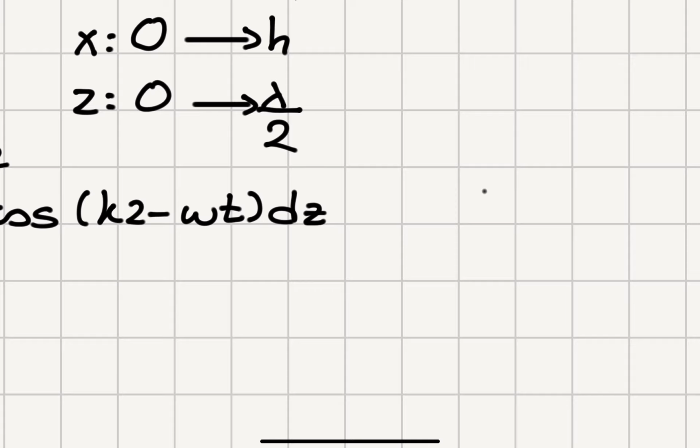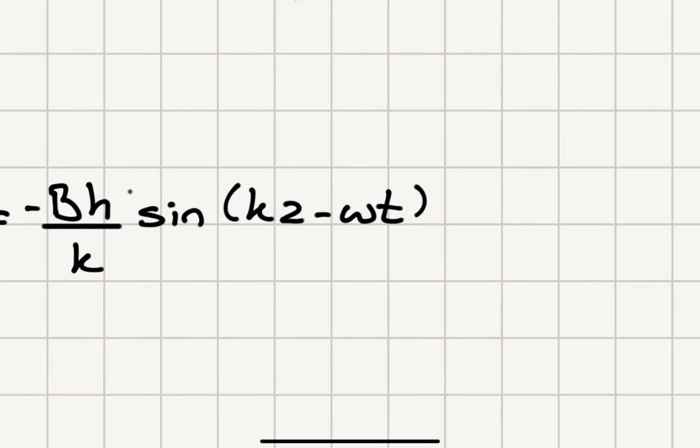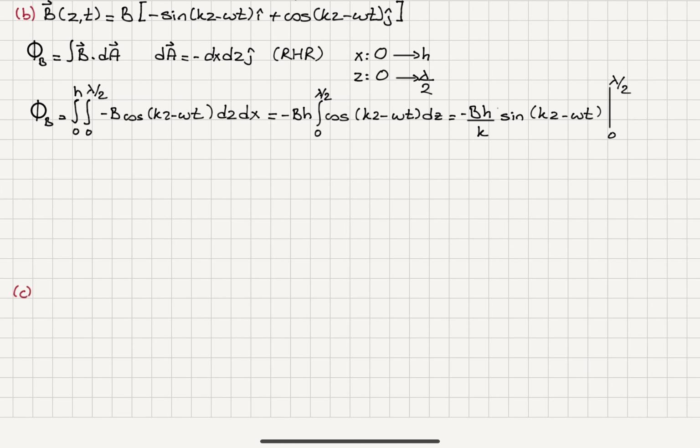Now if I perform this integral, the integral of cosine(kz minus omega t) dz, so I already had a minus B H here. This will be divided by k, and then I will have a sine(kz minus omega t), and that will be evaluated between z equals 0 and lambda over 2.